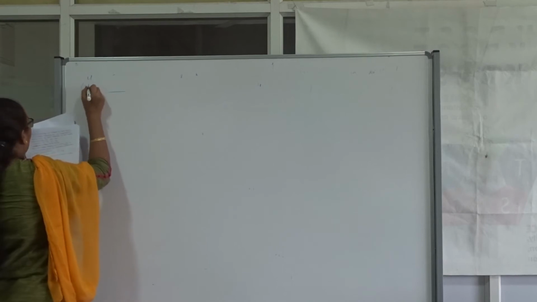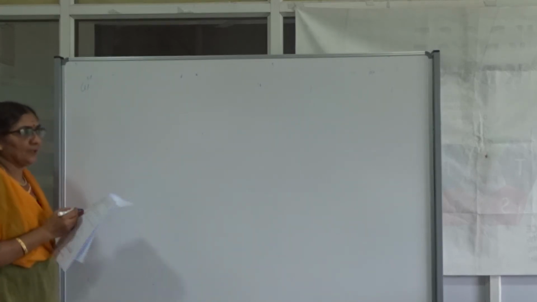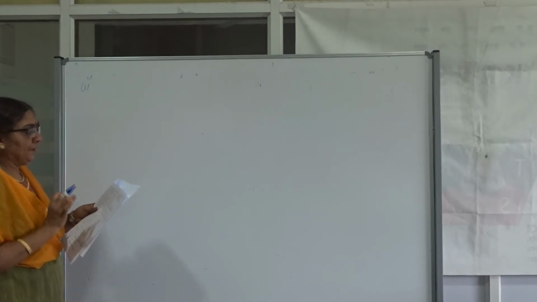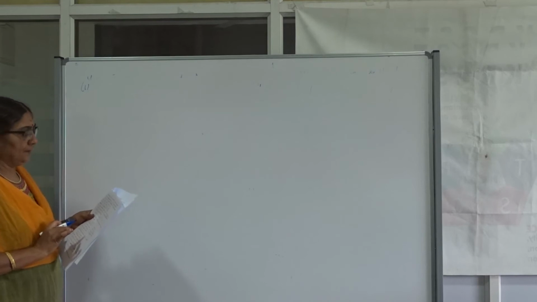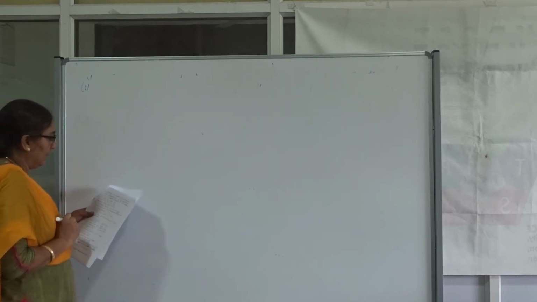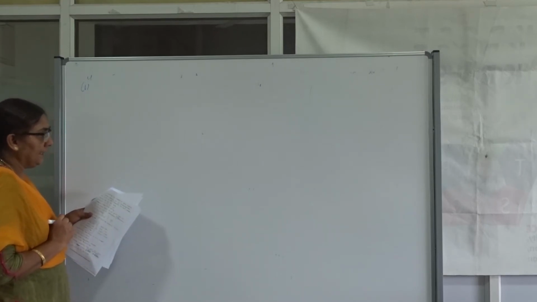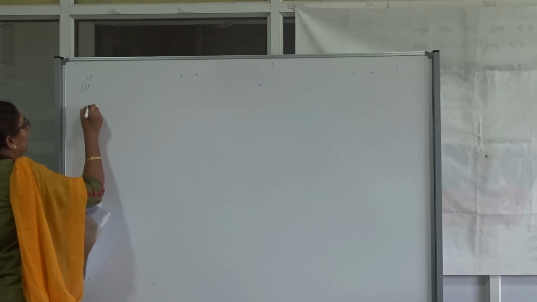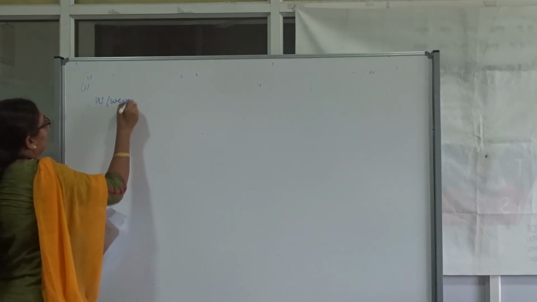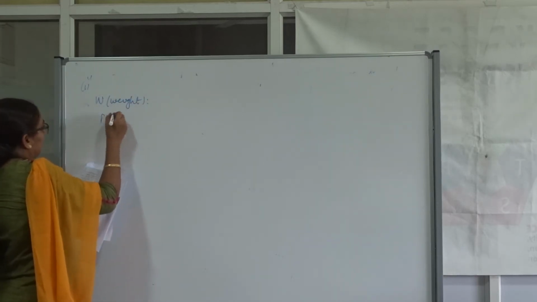I am not going to write the entire problem on the board because if I write it, it is simply wasting time. Using the method of least squares, fit a linear equation to the following data where P is the pull required to lift a weight W. W is a weight, P is a pull, in kg.